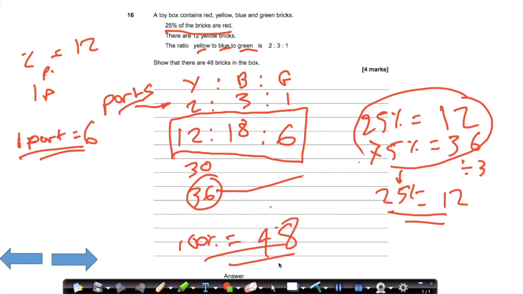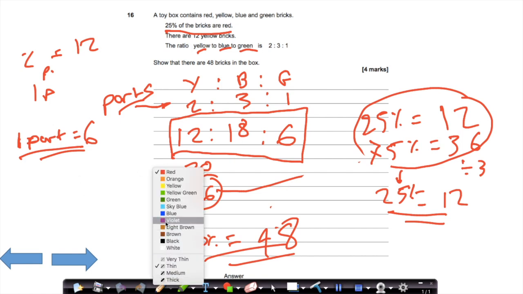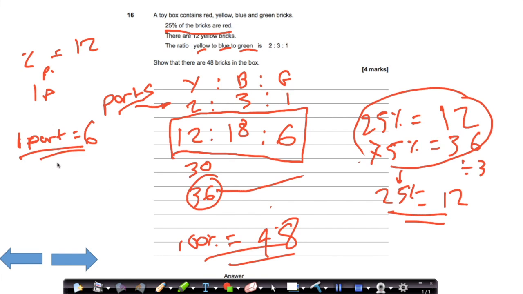And there's your marks. There's a few methods working out the one part. To get all 4 of the marks on the mark scheme, one of those marks is for working out that one part is worth 6 bricks. Working out that there are 36 overall, if you added up yellow, blue and green, that's the second mark. The third mark was for working out that 12 bricks was for the red. And then finally, the last mark was for the answer. 1, 2, 3, 4.